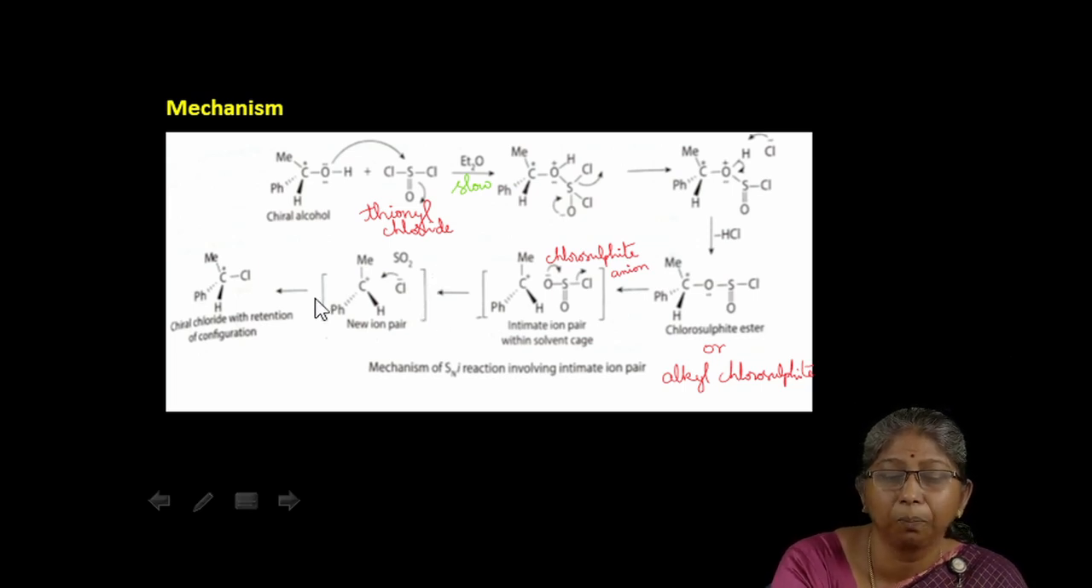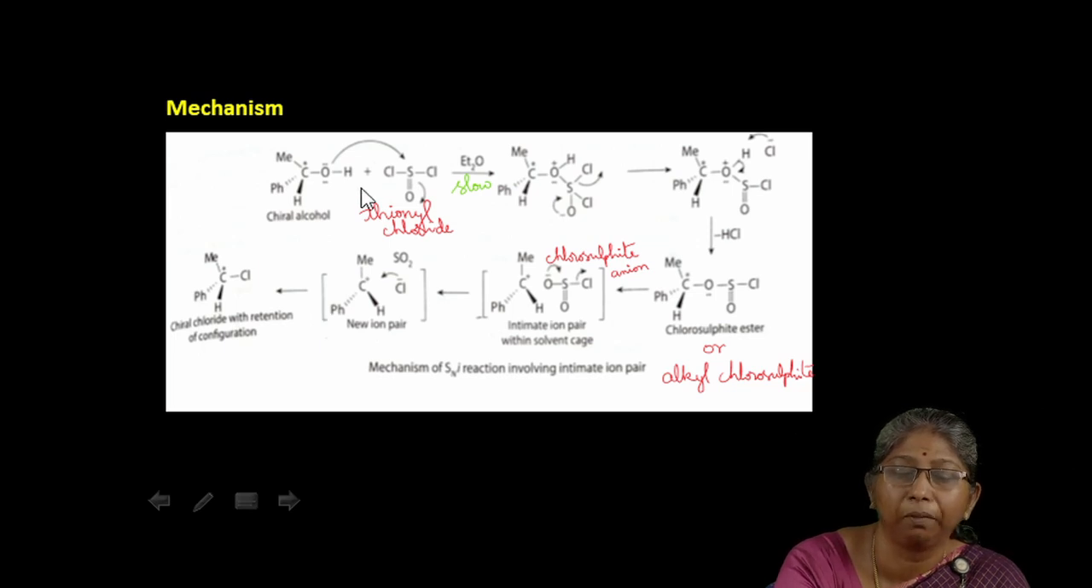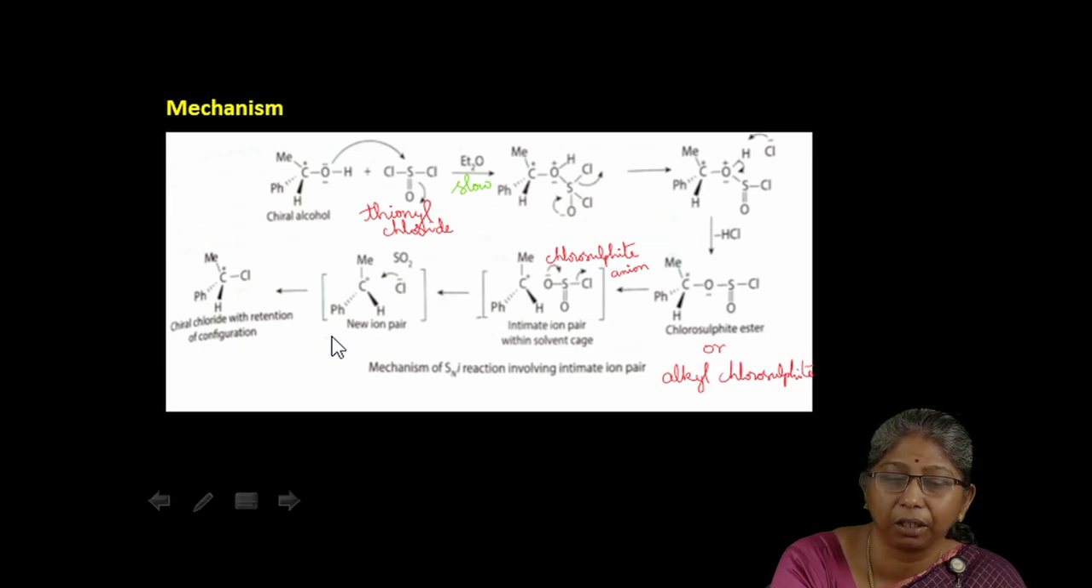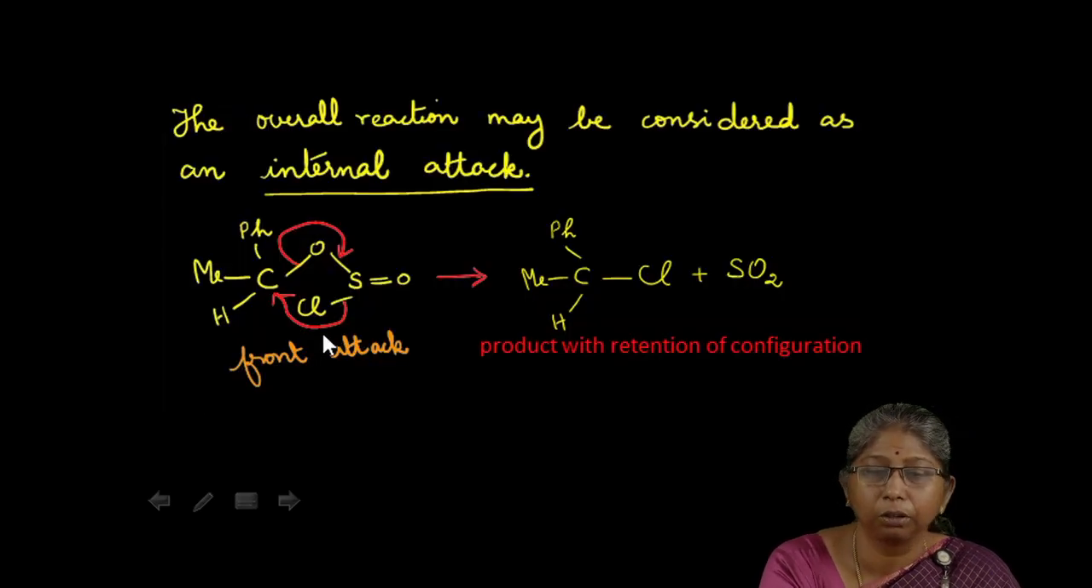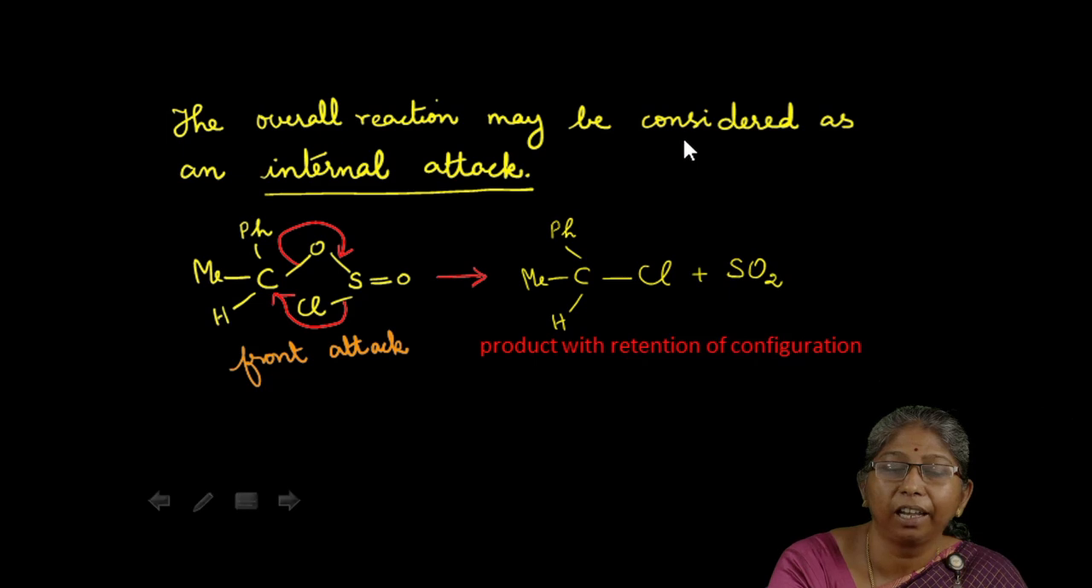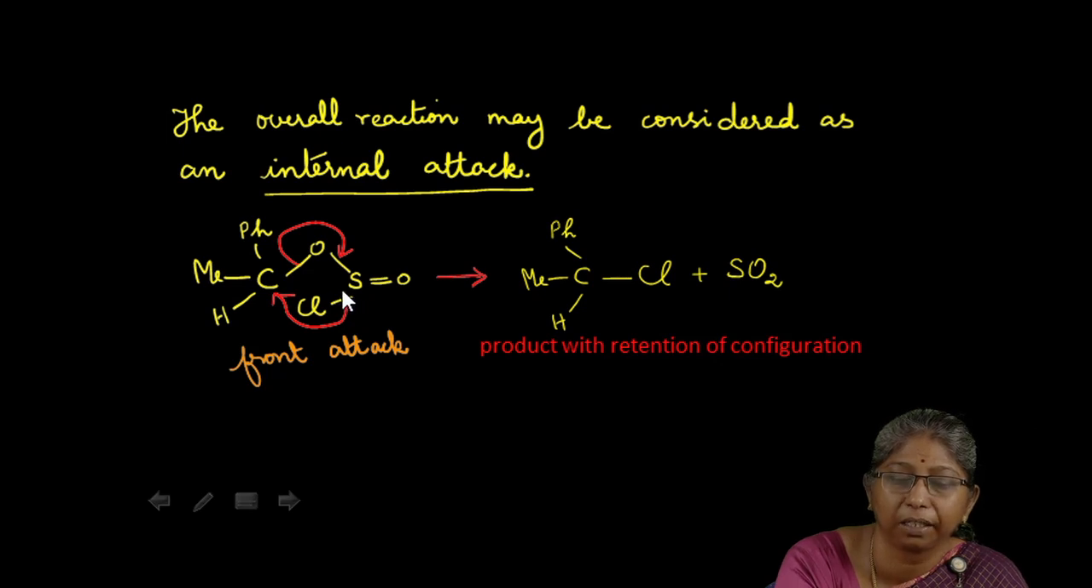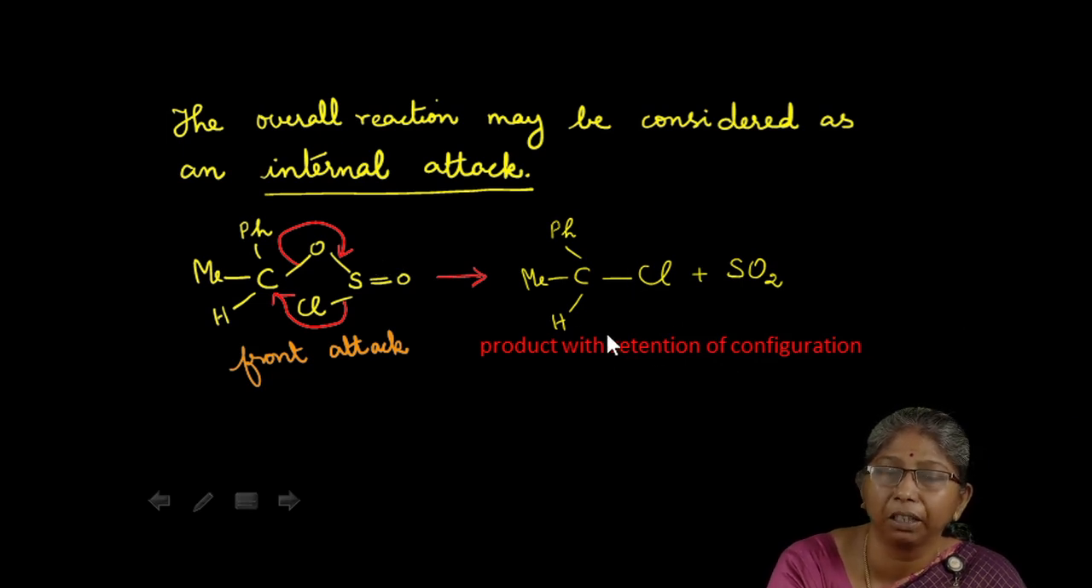In the last step, the chloride attacks this carbocation, forming the chiral chloride compound with retention of configuration. So if you are starting with the D isomer, the product will also be a D isomer. This is the mechanism of the SNi reaction. The overall reaction is considered an internal attack. You can see how the chlorine is attacking through the front side, this chloride ion moves to this position and the sulfur dioxide is removed, so we are getting the product with retention of configuration.